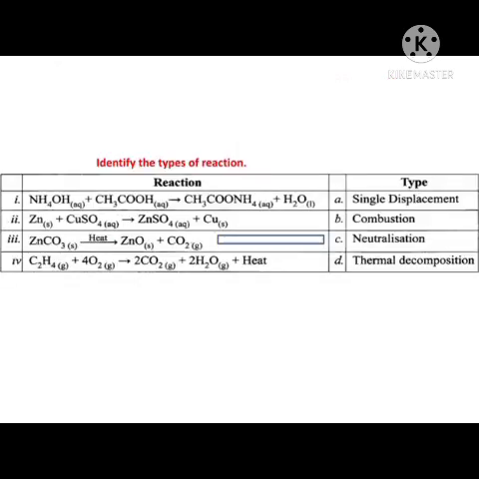Next one is match the following. Identify the following type of reaction. First one is ammonium hydroxide reacted with acetic acid to form ammonium acetate plus water. So that is what type of reaction? Ammonium hydroxide is a base, acetic acid is an acid. So acid and base react together to form salt plus water. Yes, that is a neutralization reaction.